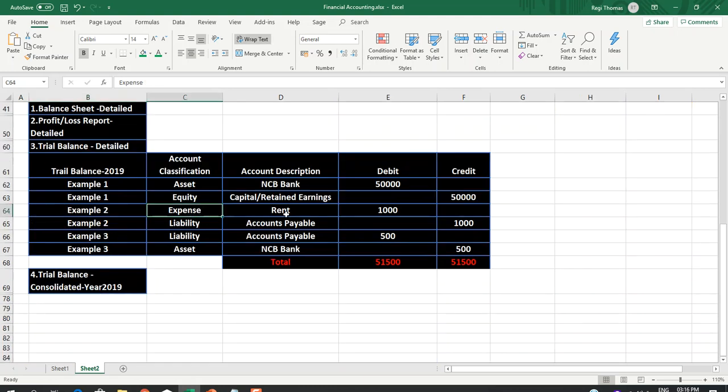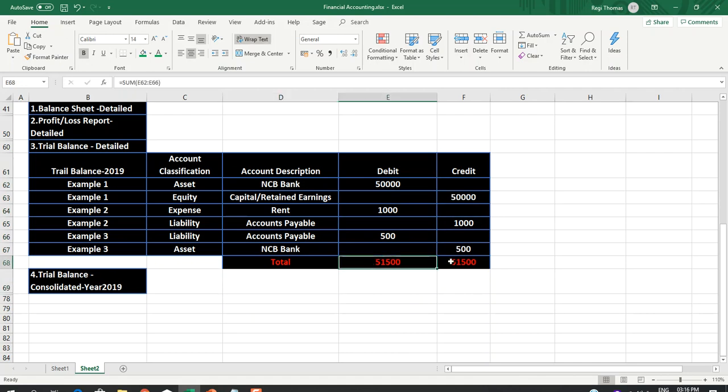There is an expense for rent, that is 1,000 on the debit side. In example 2 a liability happened, that is you are liable to pay somebody, which is on the credit side. In the third example, accounts payable is debited because you paid that supplier, so your liability is reduced. And when you make the payment, bank is affected, so your cash is reduced, so it's on the credit side.